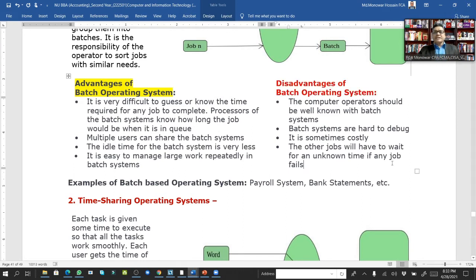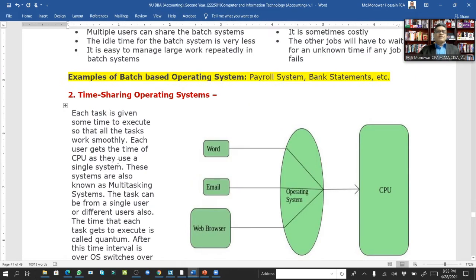The batch operating system has some disadvantages also. The computer operators should be well versed with the batch system. Batch systems are hard to debug. It is sometimes costly. The other jobs will have to wait for an unknown time if any job fails. Examples of batch operating system are a payroll system, a bank statement, etc.